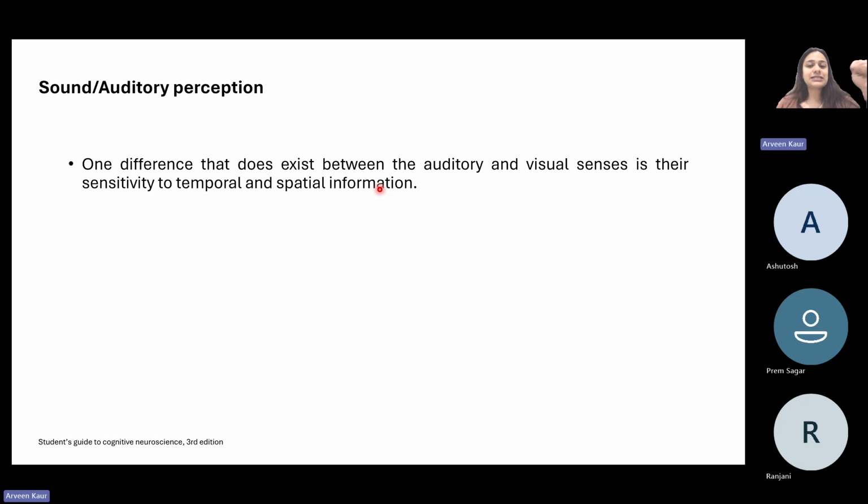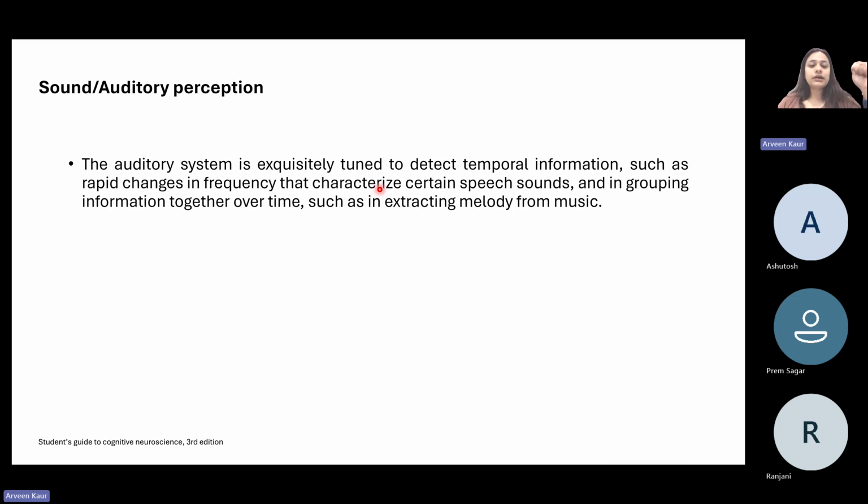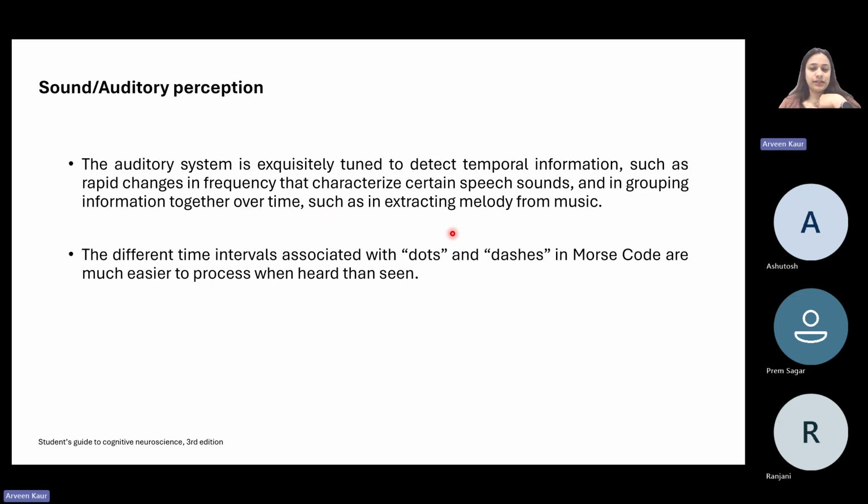One difference that does exist between the auditory and visual senses is their sensitivity to temporal and spatial information, right? So, for instance, the auditory system is exquisitely tuned to detect temporal information, that is, information that is changing with time, such as rapid changes in frequency that characterize certain speech sounds, and in grouping information together over time, such as in extracting melody from the music, right?